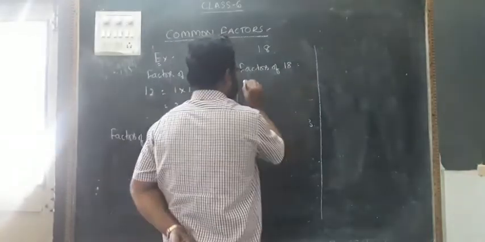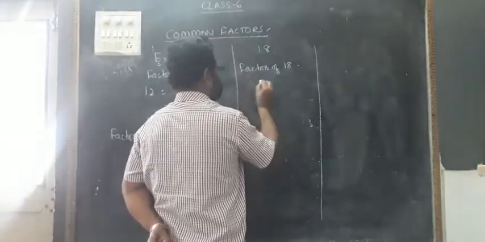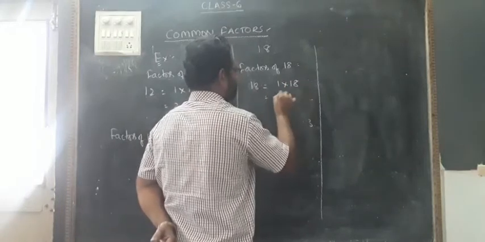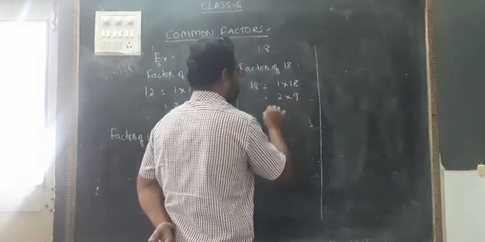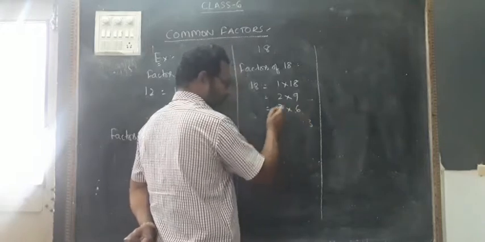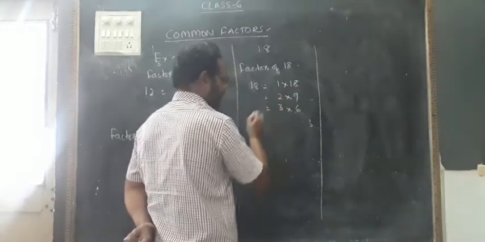Now coming to factors of 18. This is equal to, 18 can be written as one table 1 into 18, 2 into 9. Okay, in 3 table 3 into 6. Again 6 into 3, 9 into 2, 18 into 1.